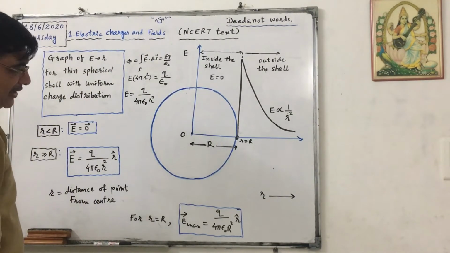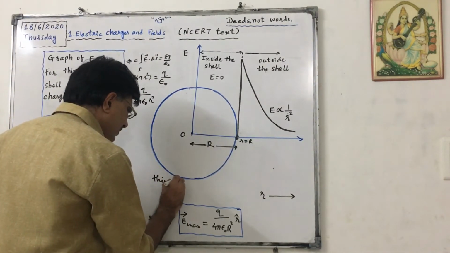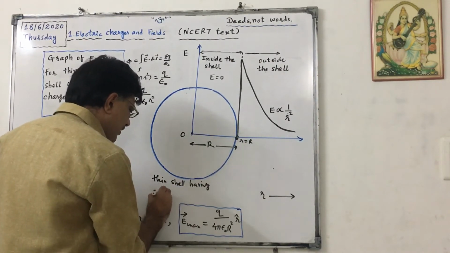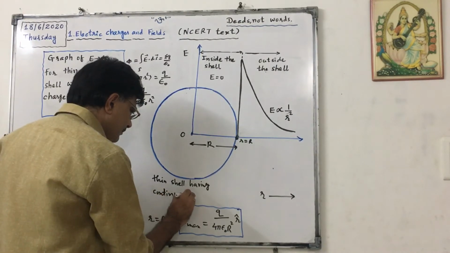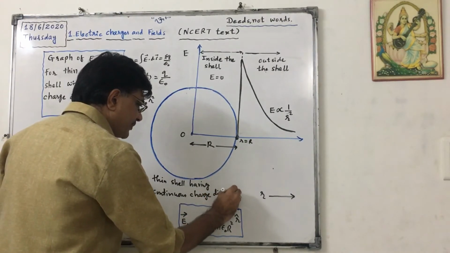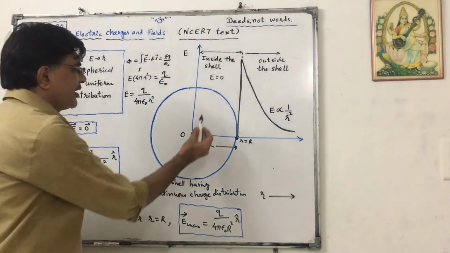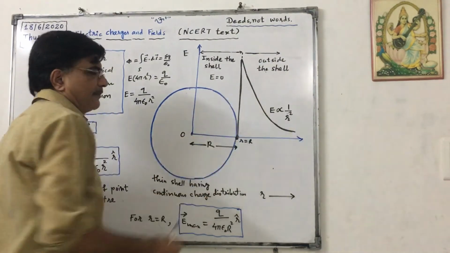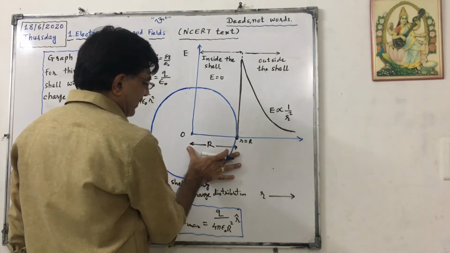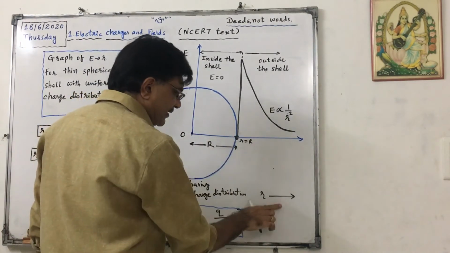Now let us prepare the graph. This is our thin shell having continuous charge distribution on it. First of all, this is the distance capital R, that is the radius of the thin shell. So this point is called small r. Small r is the distance from the center that I have mentioned here.